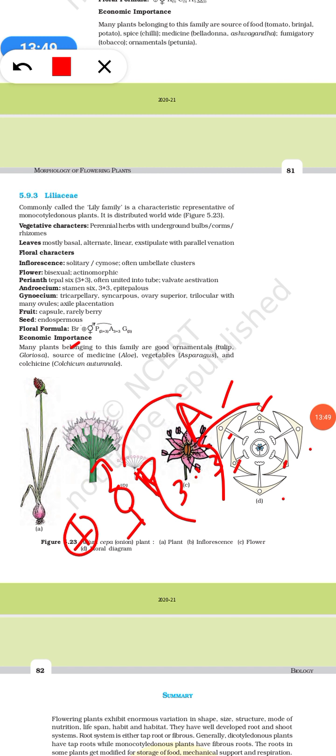Okay. Now the economic importance: many plants of this family are good ornamentals like tulips, sources of medicines, etc. So that's it in the chapter.